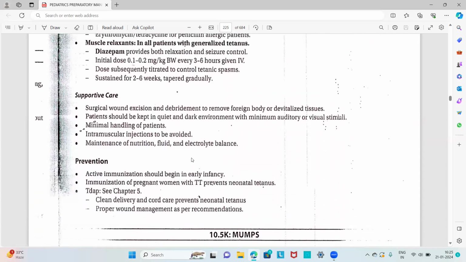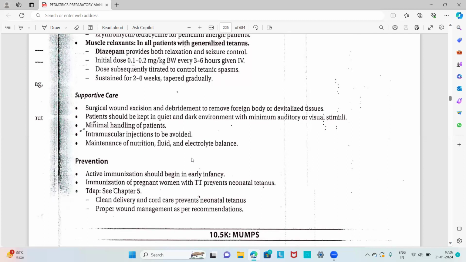Then we also have to give supportive care, like surgical wound excision and debridement to remove the foreign body or devitalized tissues. The patient should be kept in a quiet and dark environment with minimal auditory and visual stimuli, because these stimuli stimulate the spasm. So we have to avoid that stimulation. Then minimal handling of the patient, and intramuscular injections are to be avoided. Maintenance of nutrition, fluid, and electrolyte balance should be provided.